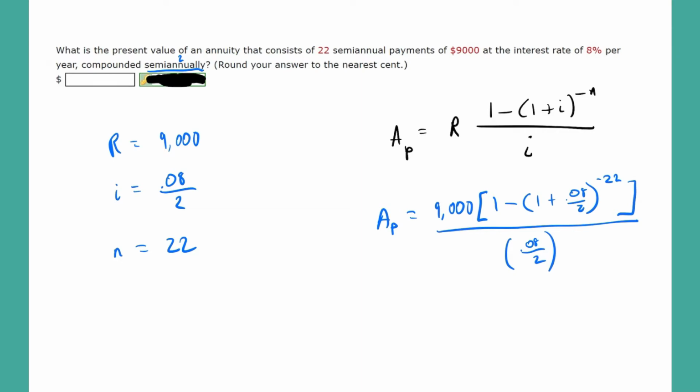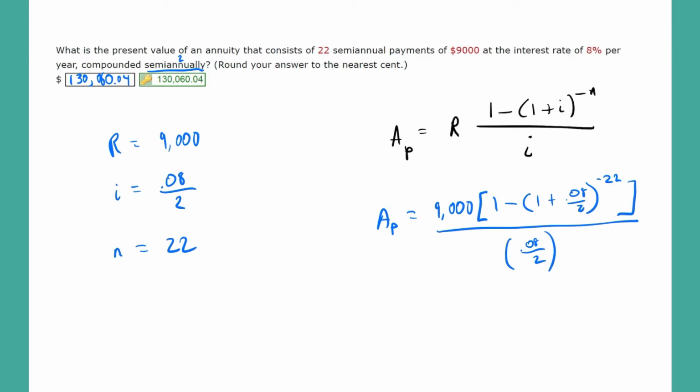Okay, I am getting 130,060.038, which is 4 cents if you round to the nearest cent. And there it is. It is the same answer.